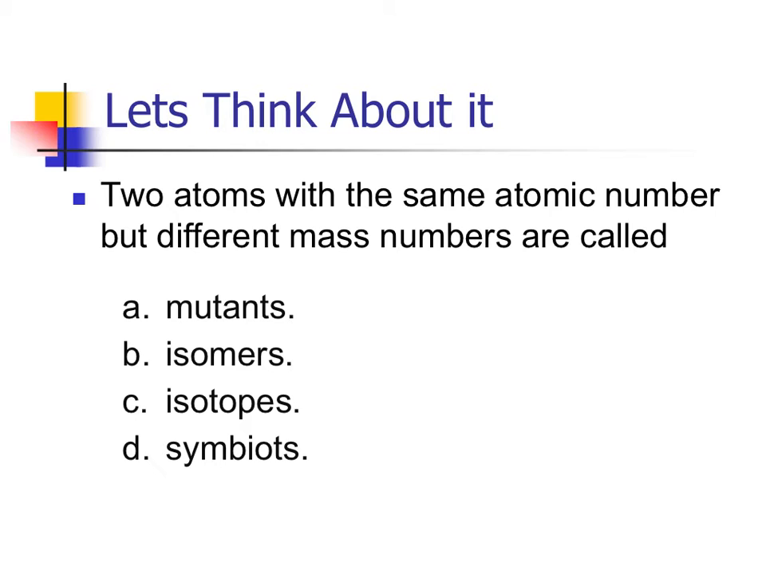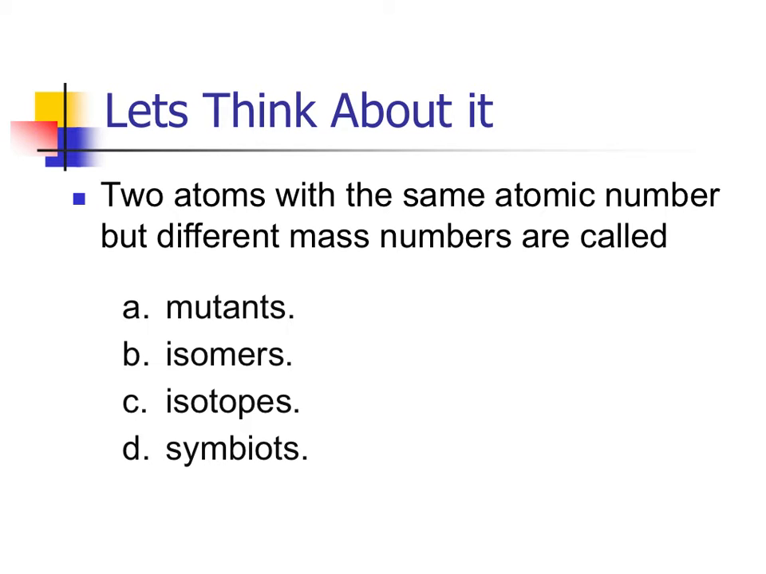So let's think about something real quick here. Two atoms with the same atomic number but different mass numbers are called what? Don't answer, one moment. Just think about it.